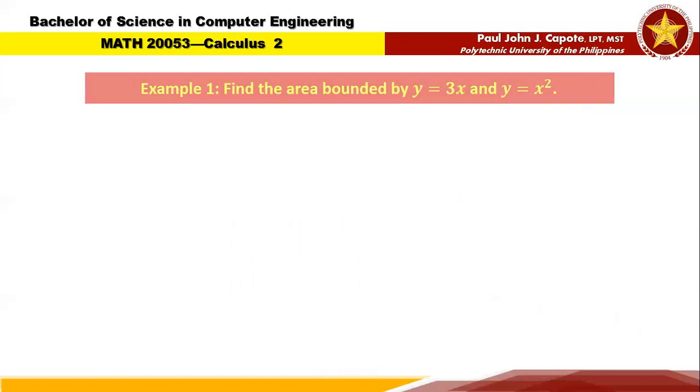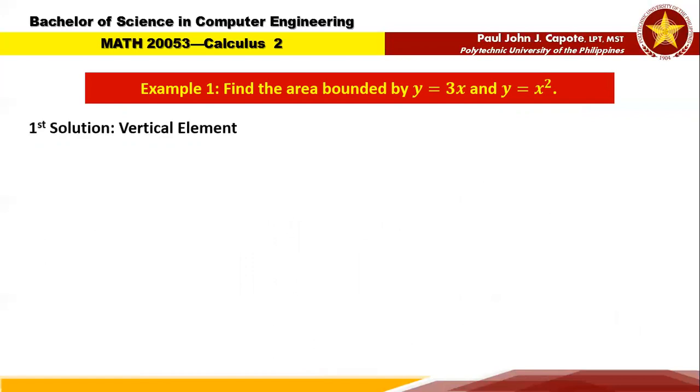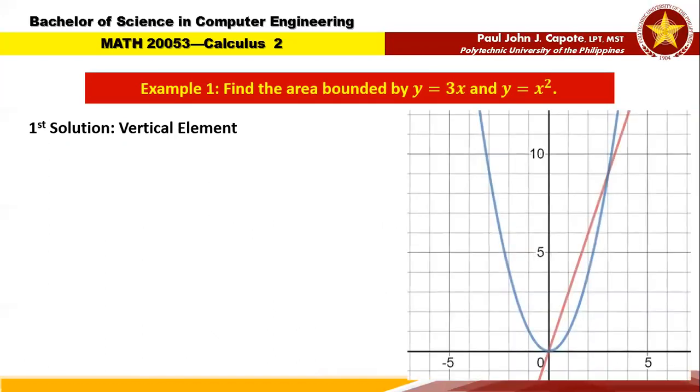Let's try this first example. Find the area bounded by y equals 3x and y equals x squared. We'll apply first the vertical element of area. We need to graph the functions on the Cartesian plane to visually analyze the vertical element.